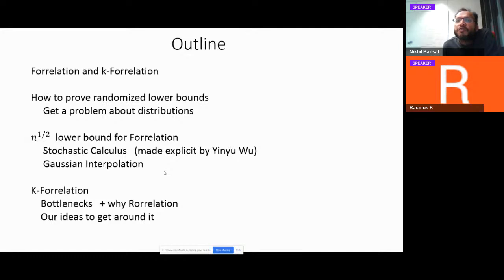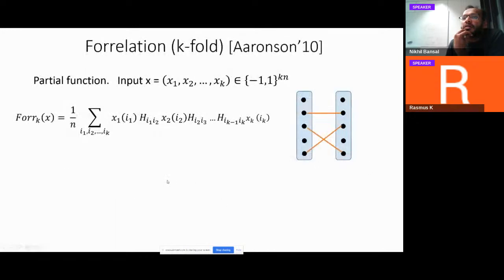I'll just say a couple of words about this k-Forrelation. I'll try to wrap it up in 5 minutes. So, to see where we are, we finished this proof of Fourier order 2 Fourier using just Gaussian interpolation. At the end of the day, it became just a one-line computation.